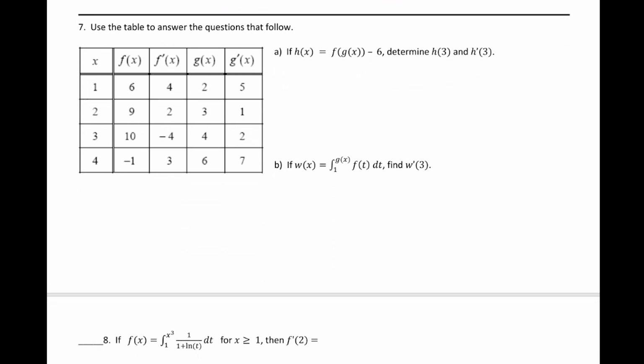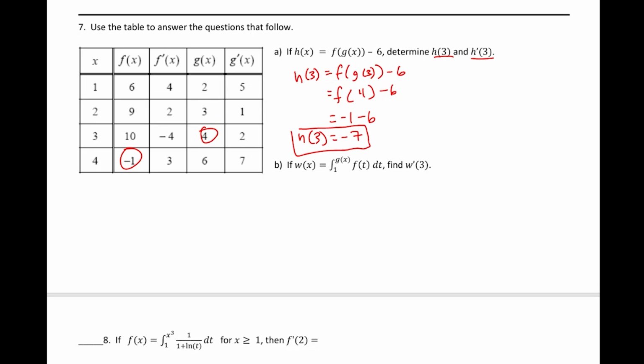Number 7. Looks like here we've got a table with values for f, f prime, g, and g prime. Part A says if h is the composition of f and g minus 6, determine h of 3 and h prime of 3. So let's start with h of 3. So h of 3 would be f of g of 3 minus 6. So we'll evaluate that composite function from the inside out. g of 3 is given right here as 4. So this is going to be f of 4 minus 6. And then f of 4 is given as negative 1. So negative 1 minus 6 is negative 7. So h of 3 equals negative 7.